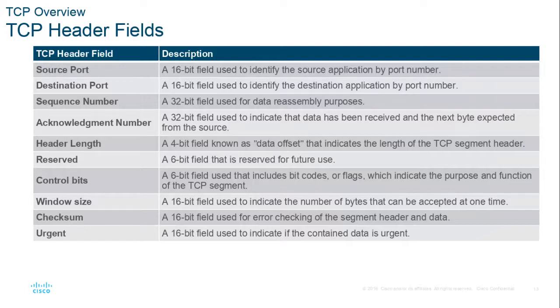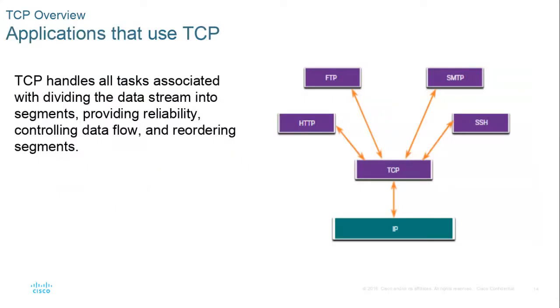So source port, 16-bit field for the source number. It's a 16-bit field, 65,535 values. So for example, port 80 is the well-known port for web. Port 25 is a well-known port for email. Sequence and acknowledgement numbers to put things back in the right order. And we have some control bits to do things like set up the communication. So any application that wants to divide the data stream into segments and give us reliability, positive acknowledgement and retransmission, controlling the data flow, putting segments back that might be received out of order, TCP is the job for doing this.